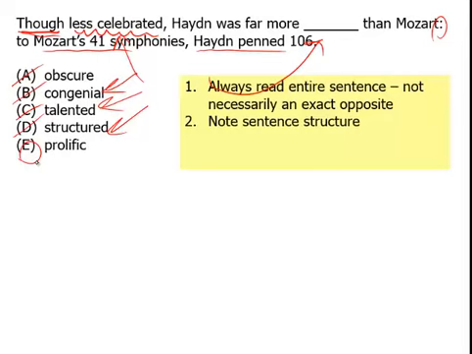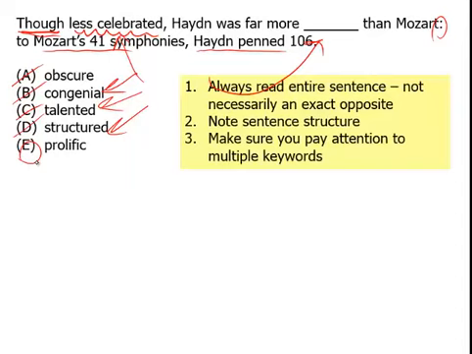So again, read the entire sentence, not always the exact opposite. Note sentence structure, as we did here. And then finally, make sure you pay attention to multiple keywords. Here, there really aren't multiple keywords. I mean, sure, we have "less celebrated." That really turned out to be kind of like a decoy or a fake, something that didn't really apply to the sentence as much as the actual keywords here.